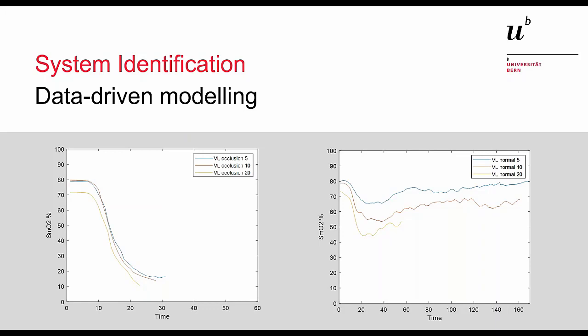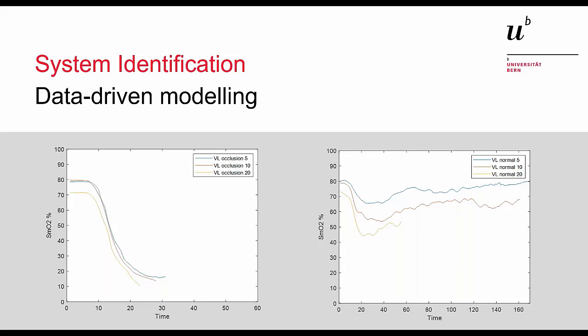But what we see is clearly there's a different amplitude of where SmO2 is going down, and we see that the activities go on much longer when the leg is not occluded, especially for the lighter conditions, so the blue and the red conditions, which are the 5 and 10%. There's some clear differences here.